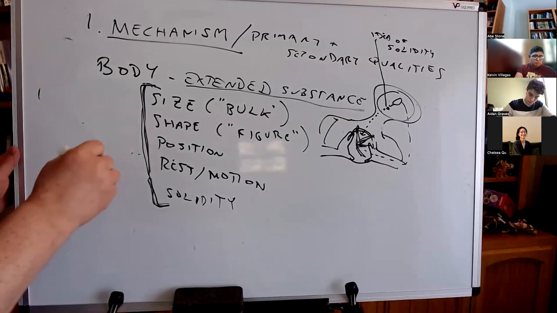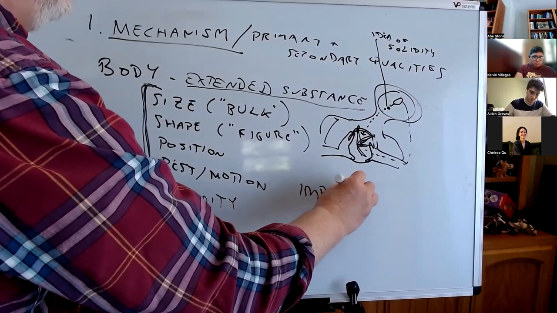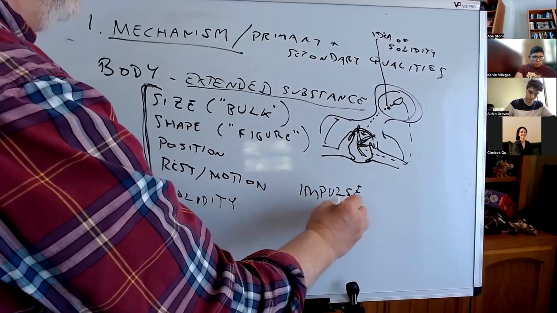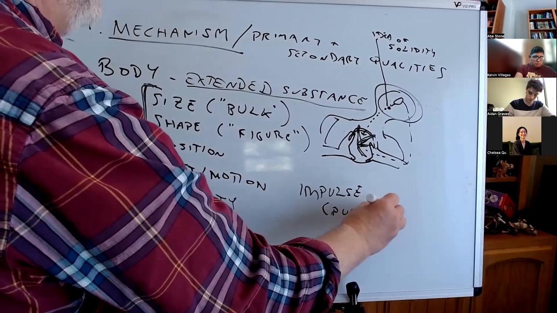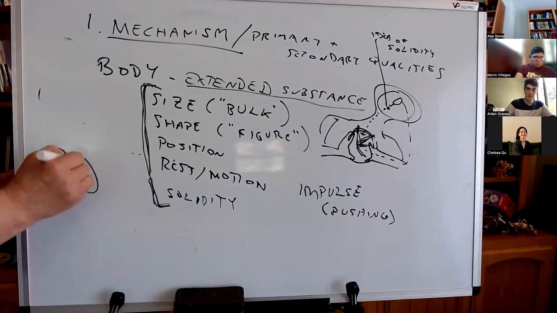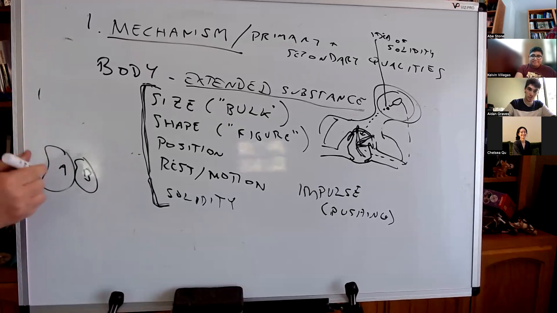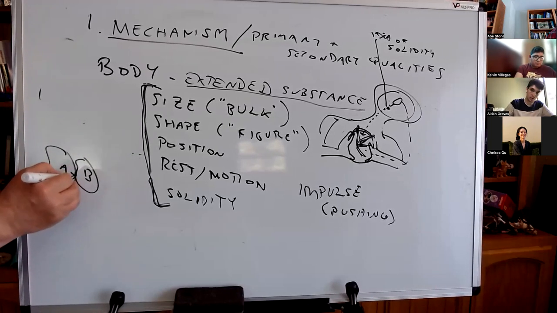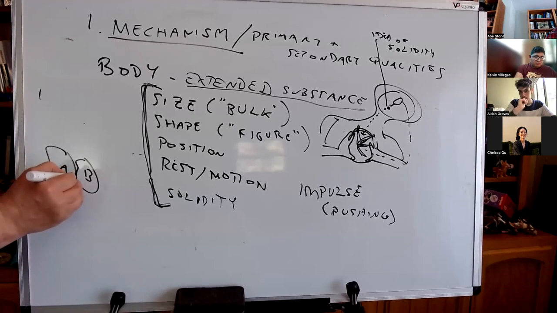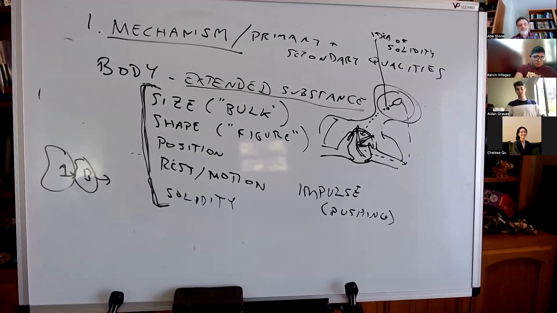The way it can act is by what's called impulse, which basically means pushing. Since body A and body B can't be in the same space, if body A is moving this direction and it gets to body B, then either body A has to stop or body B has to start moving. Or something in between or whatever.